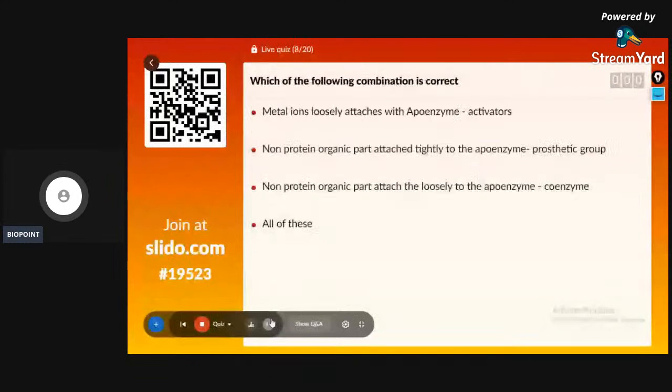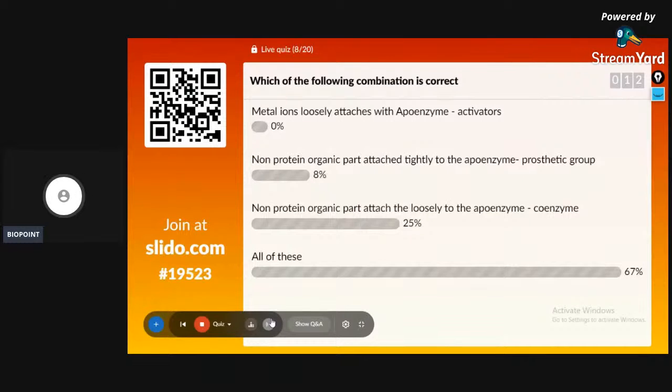Which of the following combinations is correct? Metal ion loosely attached with the apoenzyme is called activators. Non-protein organic part attached tightly to the apoenzyme is called the prosthetic group. Non-organic protein part attached loosely to the apoenzyme is called coenzyme. D, all of these. 67% with the correct answer, all of the above. Ninth question on the screen.